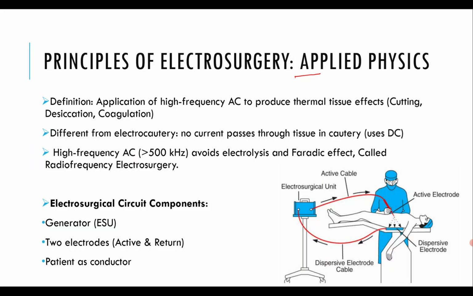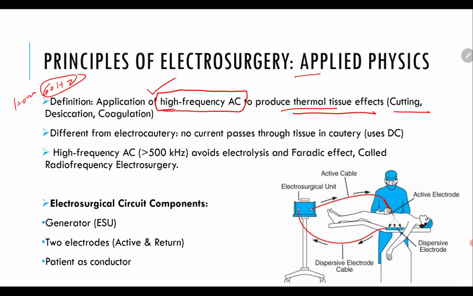Okay. Next is the principle of electrosurgery and the applied physics. Basically, the definition of electrosurgery is the application of high frequency alternating current. What is the difference? In our household we use low frequency current, 60 hertz, which will not cause any damage to your body. But here you have to use a high frequency AC current that produces a thermal tissue effect, and that leads to cutting, desiccation and coagulation.